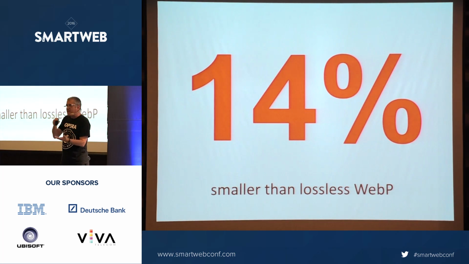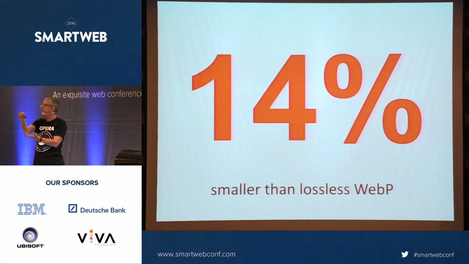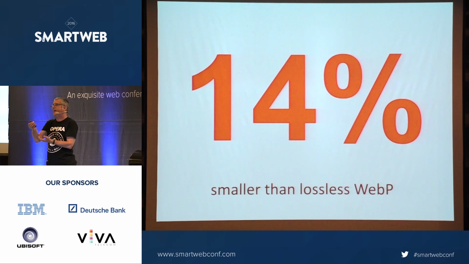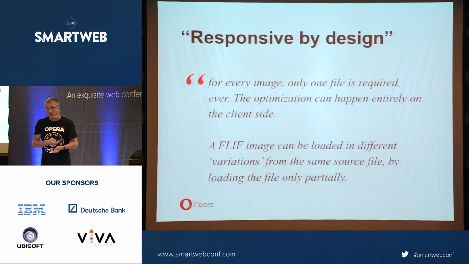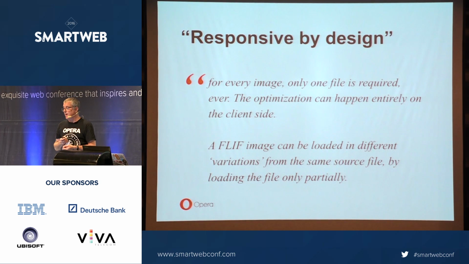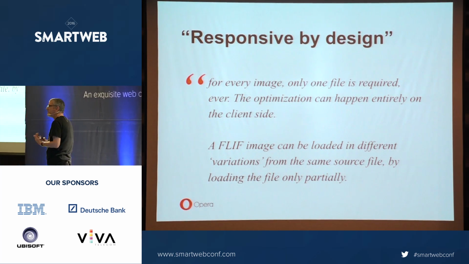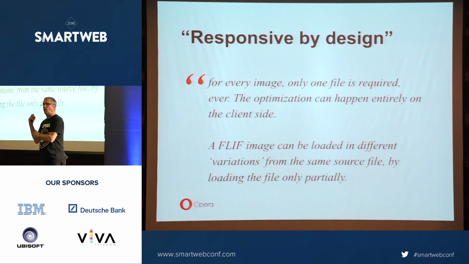So when it's decoding, you'll get a lower quality version. If you wait a little while longer, it'll pull more information down the wire and it will progressively get sharper and more detailed. Thus, for every image, only one file is required ever. The FLIF image can be loaded in different variations from the same source file by loading the file only partially and thereby saving bandwidth. This is not ready yet.